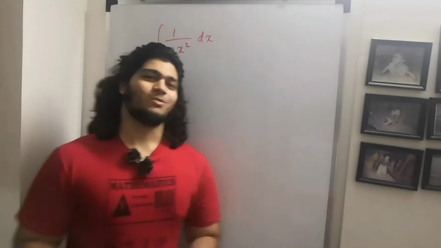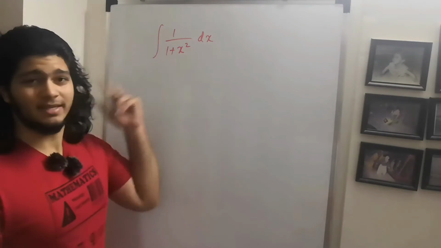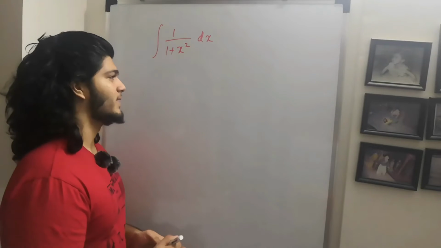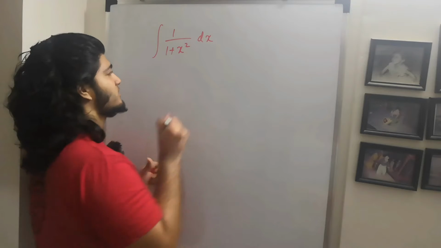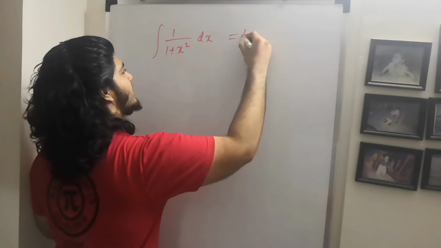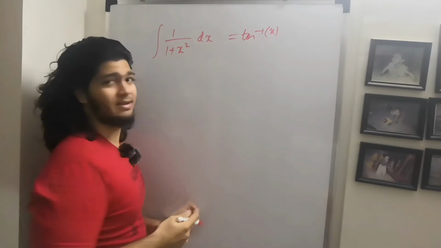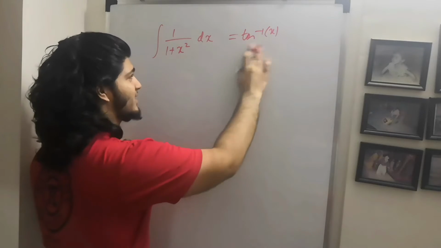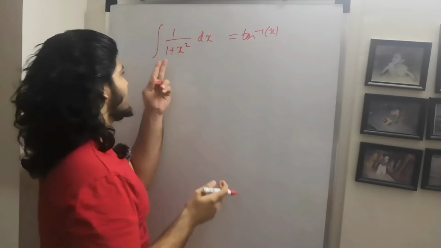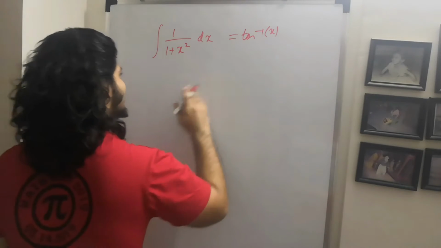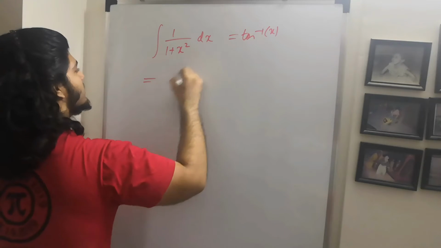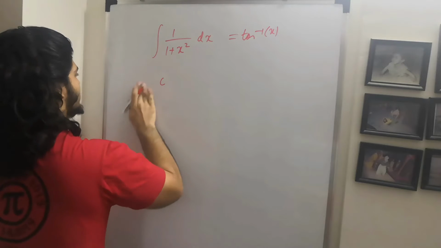Hey there. So what if I ask you the indefinite integral of 1 over 1 plus x square? Now what would you say this evaluates to? Well, I guess you'll just say that this is tangent inverse of x, and I guess you are right, because if you differentiate tangent inverse of x, then you indeed get 1 over 1 plus x square. But I will say that this actually evaluates to negative cotangent inverse of x.